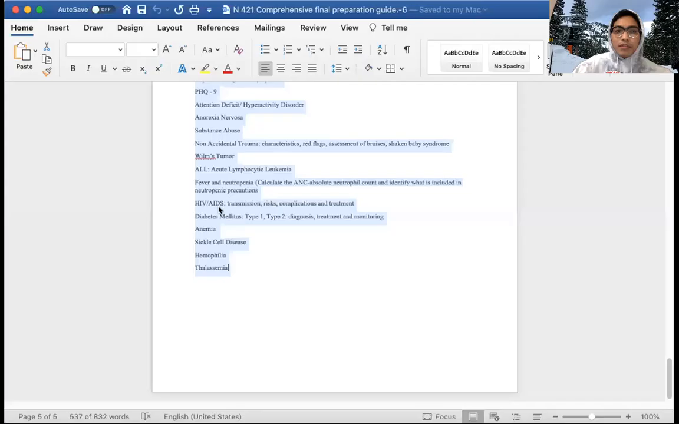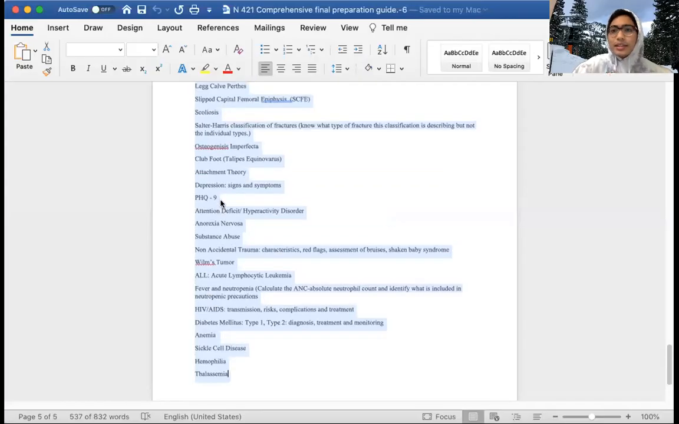What you're going to do next is create a list of terms that matter to you, right? Your brain can only hold so much, so try to only put things that you really want to remember. So here is an example of my list that matters to me for my finals in my pediatric class.